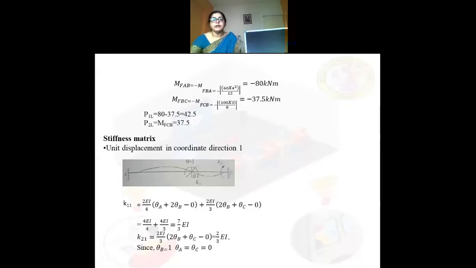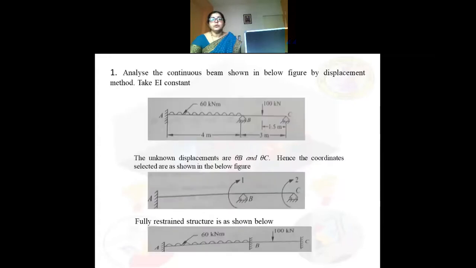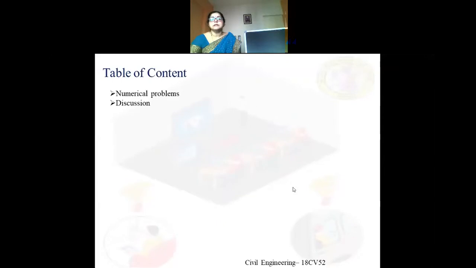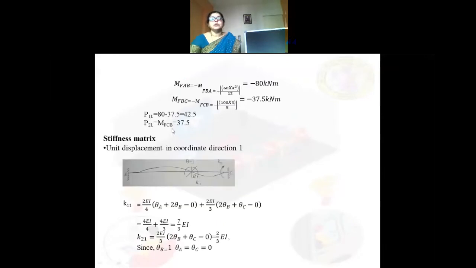Okay. Now at coordinate 2, coordinate 2 is support C. So support C is connected to only span CB. So what is MFCB? It was minus 30, sorry, it is plus 37.5, because at MFBC the moment was anti-clockwise, at MFCB it is clockwise. So hence MFCB is equal to 37.5. Okay, so hope you understood, or else once again I'll explain here.